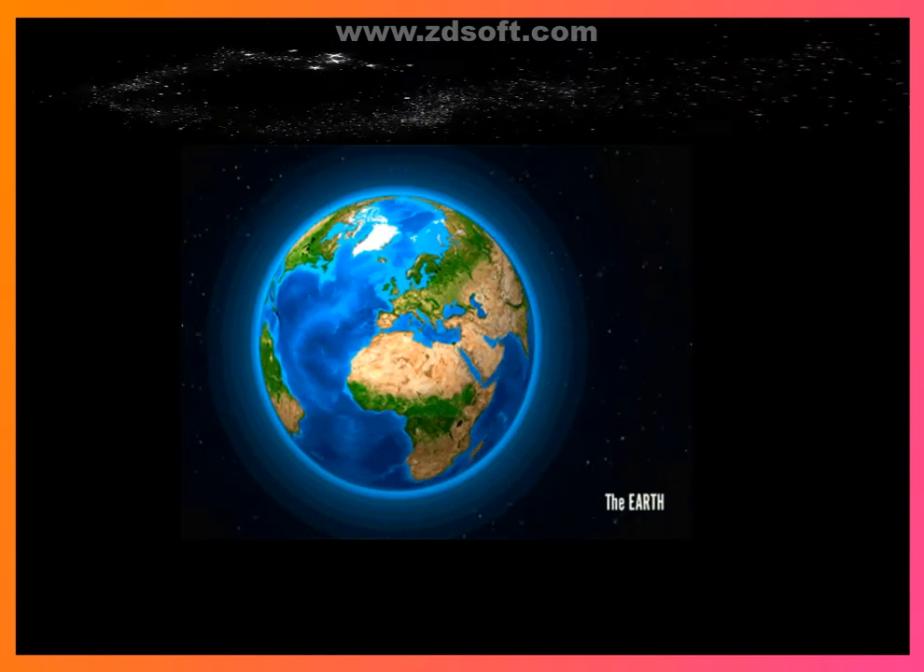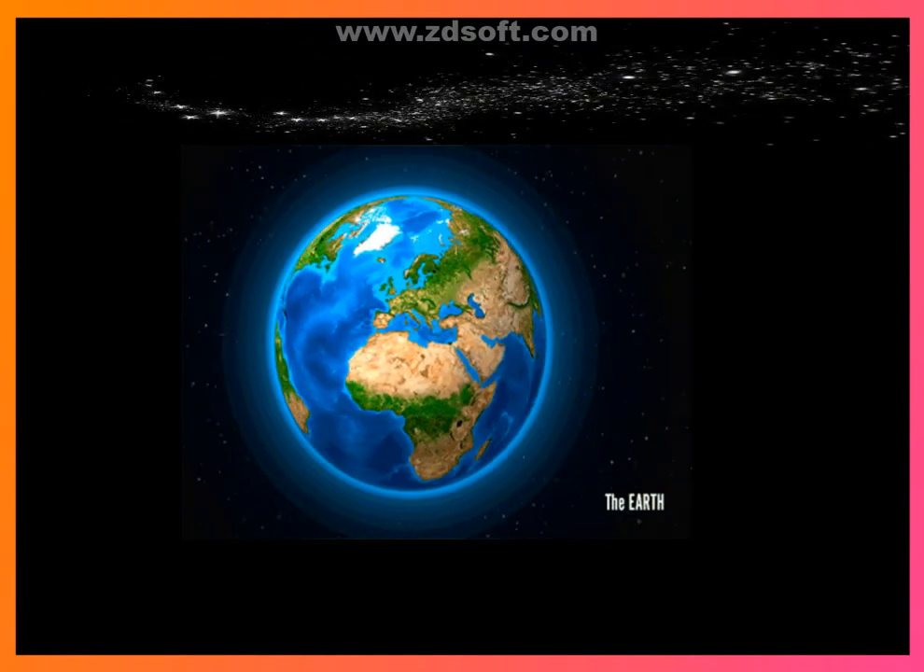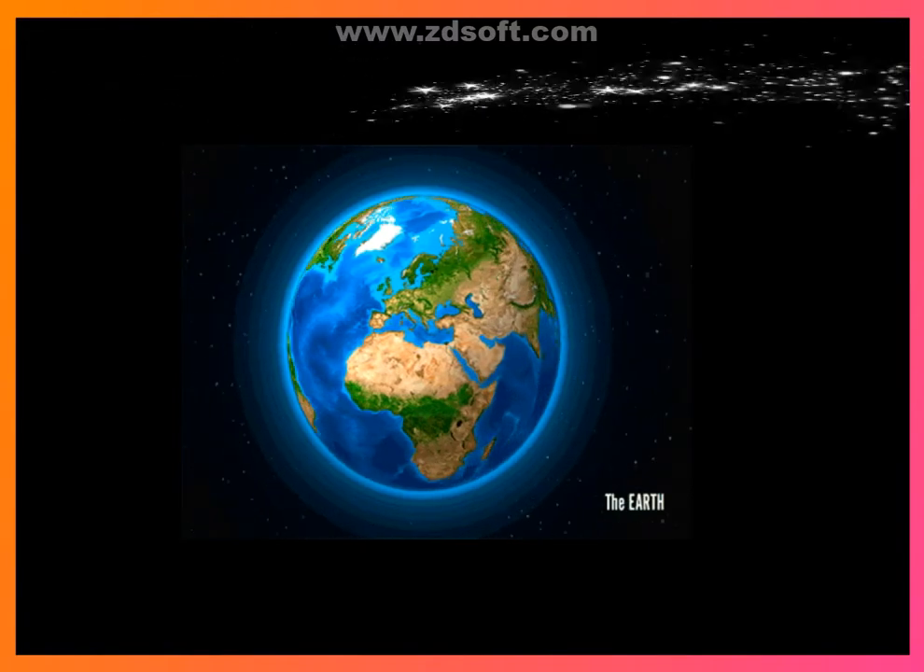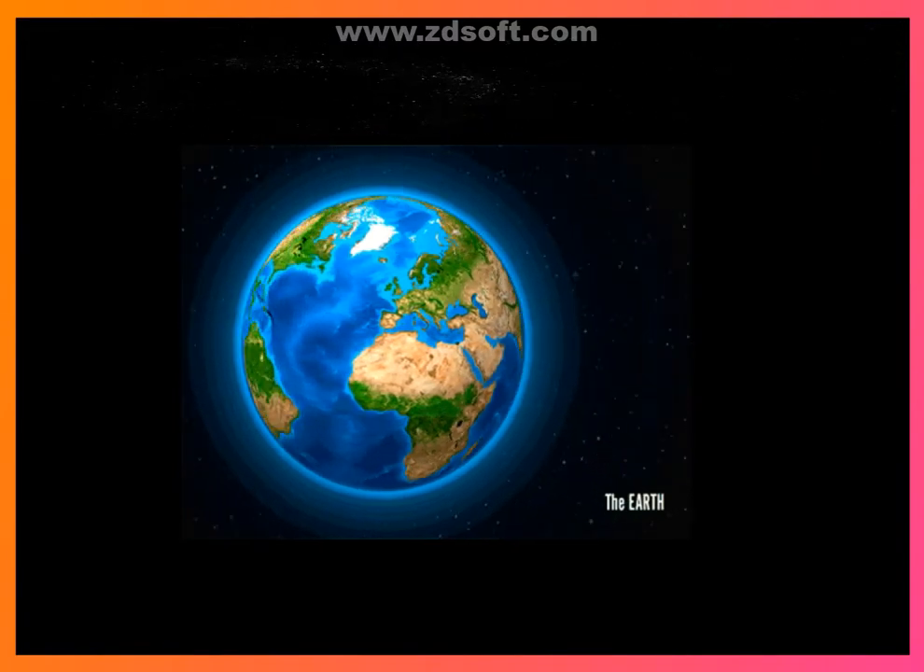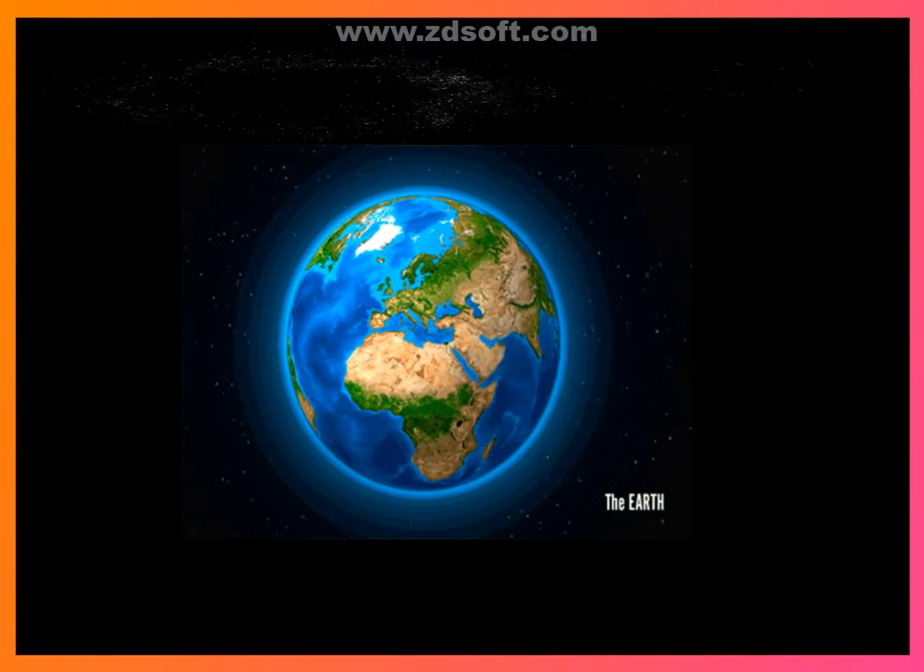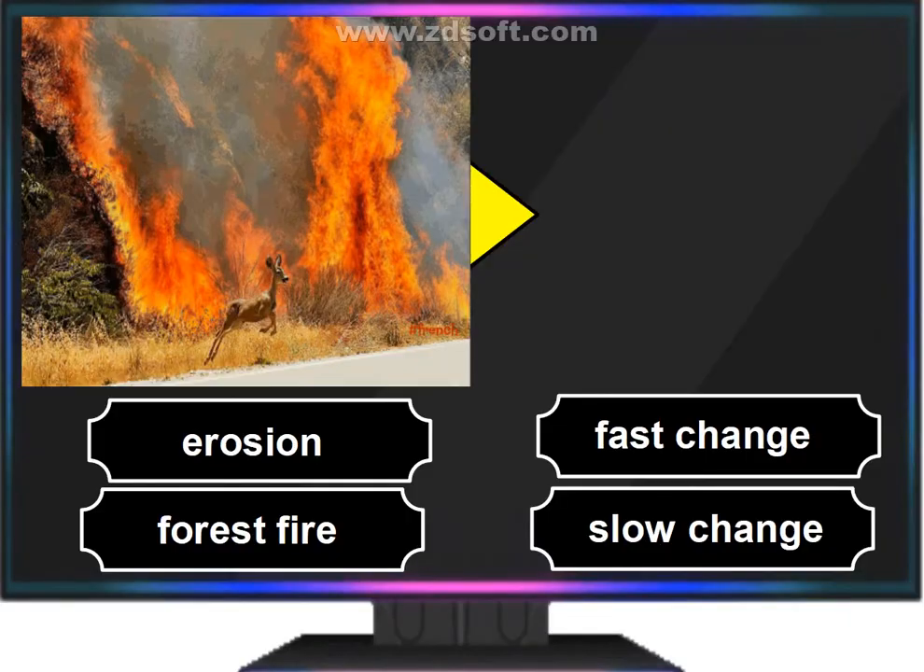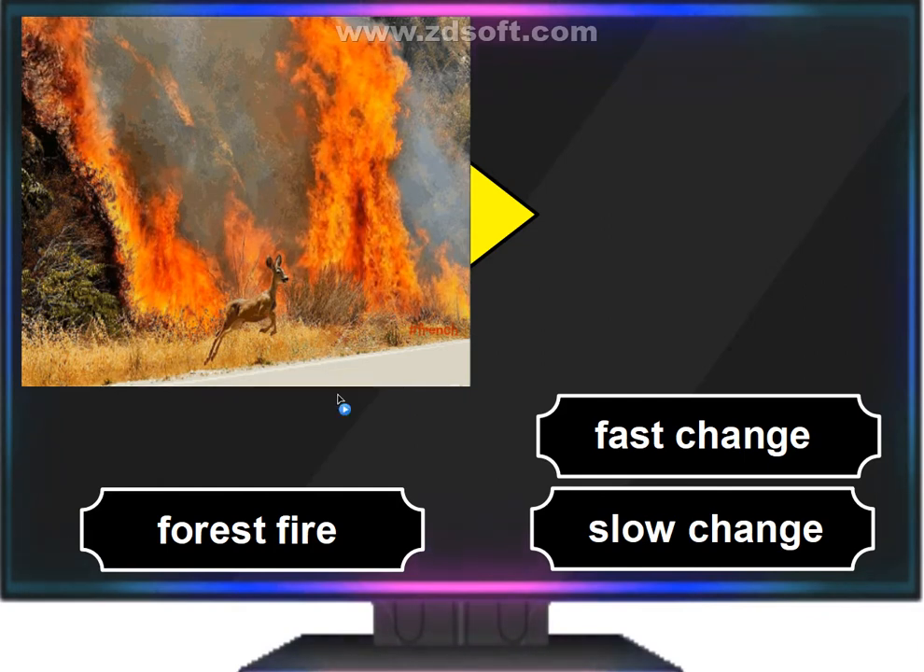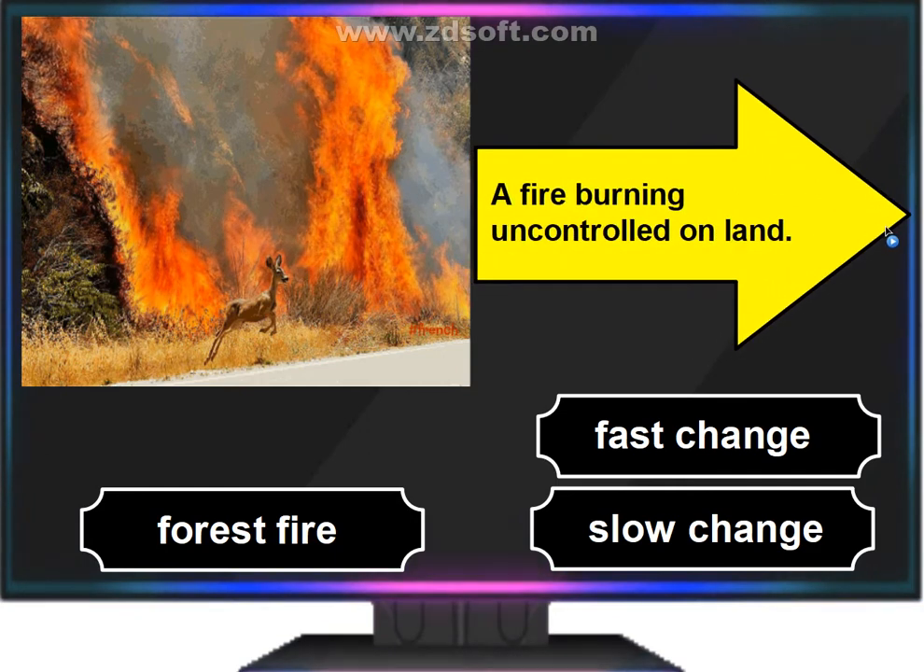Earth is always changing. Some changes are fast and some are slow. Let's look at other natural events that can change the surface of the Earth. Do you know this natural event? Is this erosion or forest fire? Very good. This is forest fire. What is forest fire? Forest fire is a fire burning uncontrolled on land.